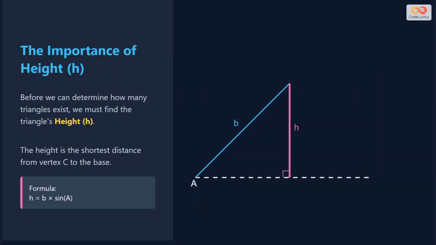Before we solve anything, we need to check the triangle's height. Think of the height, h, as the shortest distance from the top vertex straight down to the baseline. We calculate it by multiplying side B by the sine of angle A. This height is our critical benchmark.